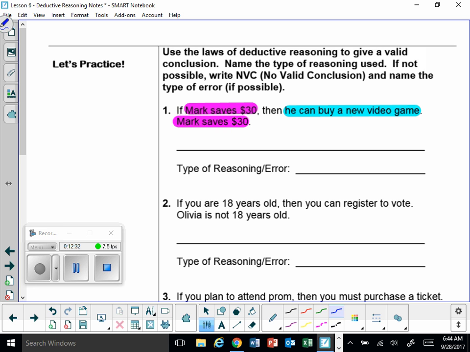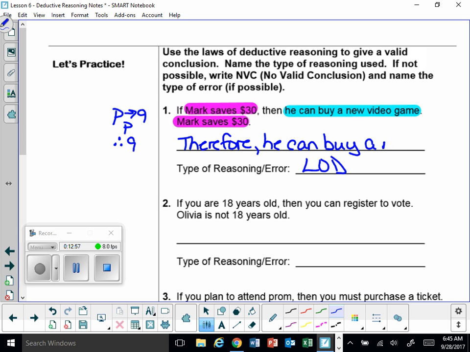So if I write this out symbolically, I have P, then Q. P, therefore Q. This is the law of detachment. And my conclusion would be, therefore, he can buy a new video game.